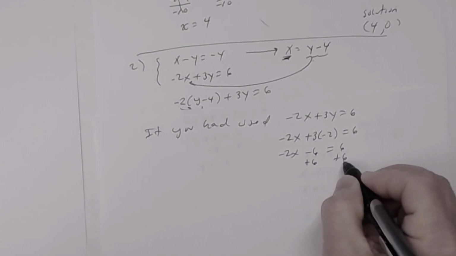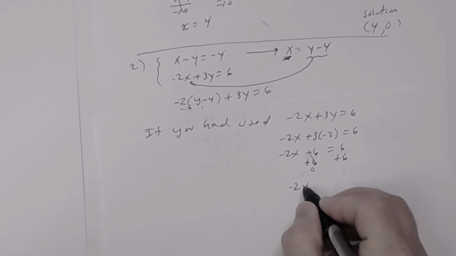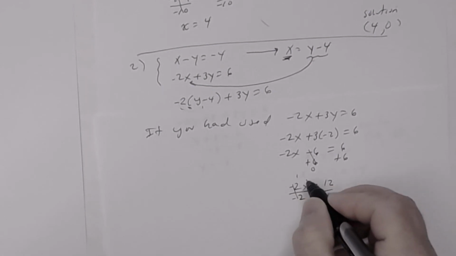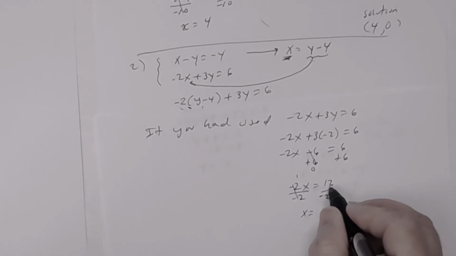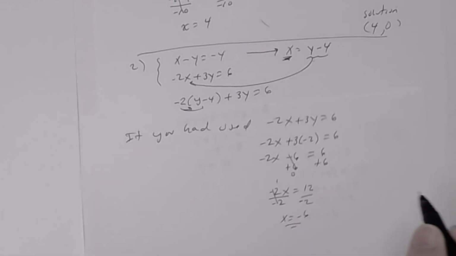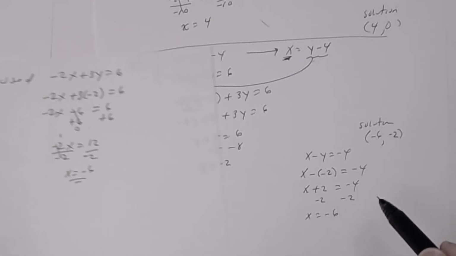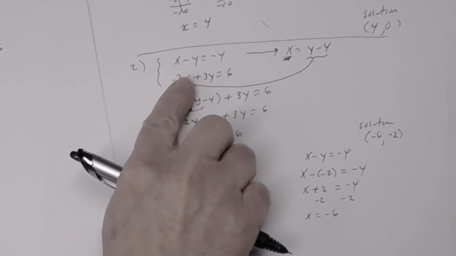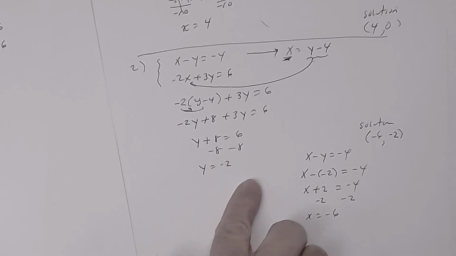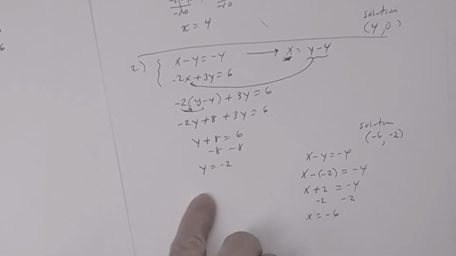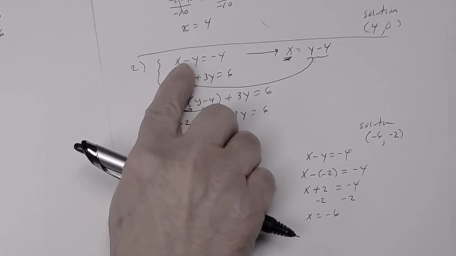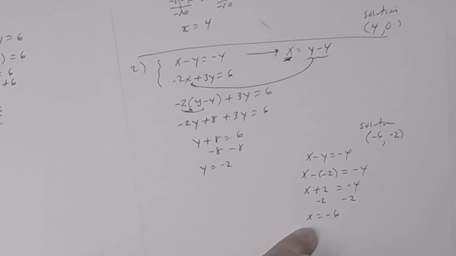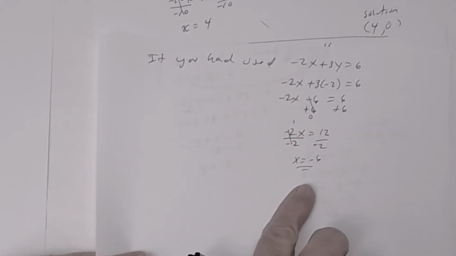Adding 6 to both sides, combining my terms, I get -2x equals 12. Dividing both sides by -2, I get x to be 12 divided by negative 2, which is a negative 6, and that's the same thing I got here. All right? So it did not matter which equation you used. Once you find the value of one of your variables, you substitute that into either of those equations, the first one or the other, and you get the same answer.